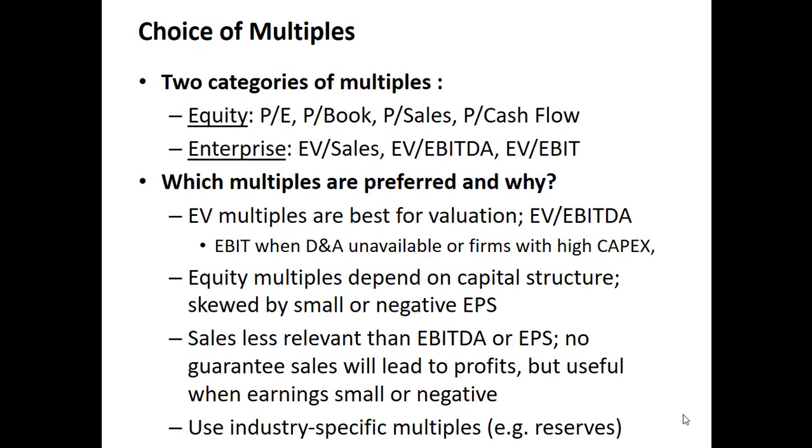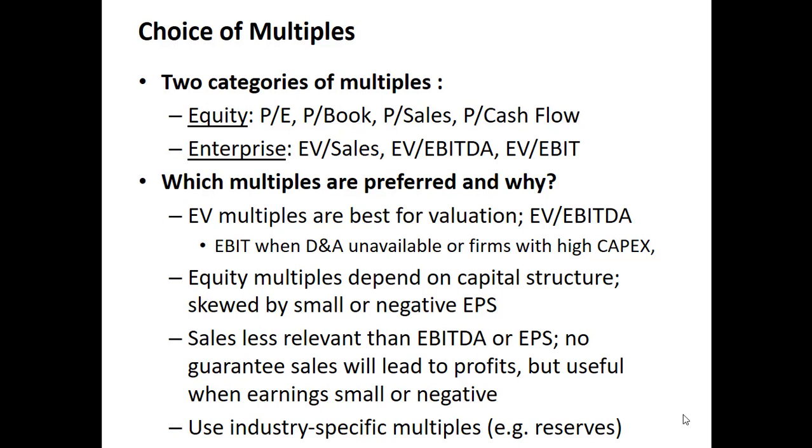Now, which multiples you use is dependent on the target and also its capital structure. The equity multiples that are available are price to earnings, price to book, also called market to book, price to sales, and price to cash flow. The enterprise multiples, which look at the value of the full firm, not just the equity, are enterprise values to sales, to EBITDA, and to EBIT.